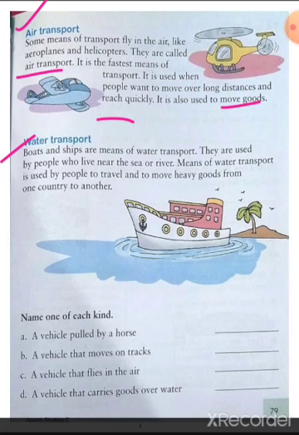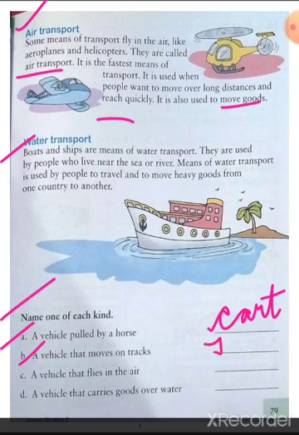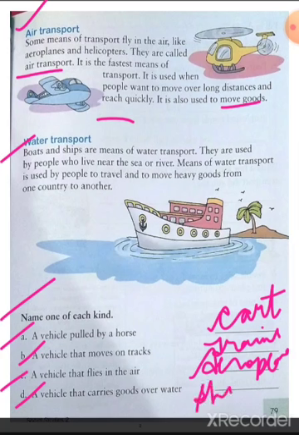Okay, now name one of each kind. A vehicle pulled by a horse is cart. Next, a vehicle that moves on tracks, train. Next, a vehicle that flies in the air, aeroplane. Next, a vehicle that carries goods over water, ship. Okay.